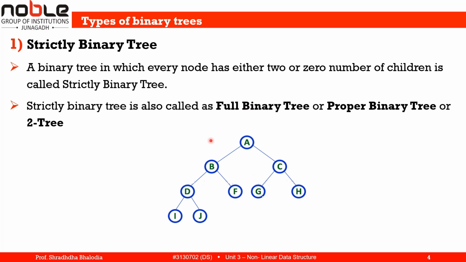So here in this example we can see the strict binary tree which has 0 or 2 children. A has 2 children, B and C. B has 2 children, D and F. D has 2 children, I and J. F doesn't have any children. G doesn't have any children. H also doesn't have any children. So this is the example of strict binary tree. In this tree we have only 2 or 0 number of children for any node. So that's why we call this tree a strictly binary tree.